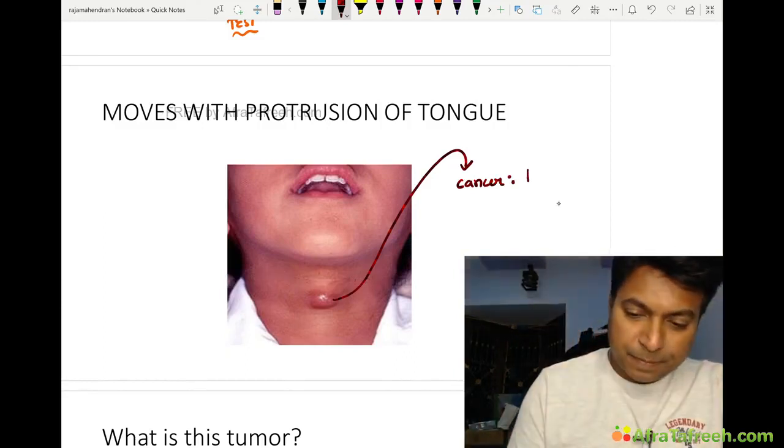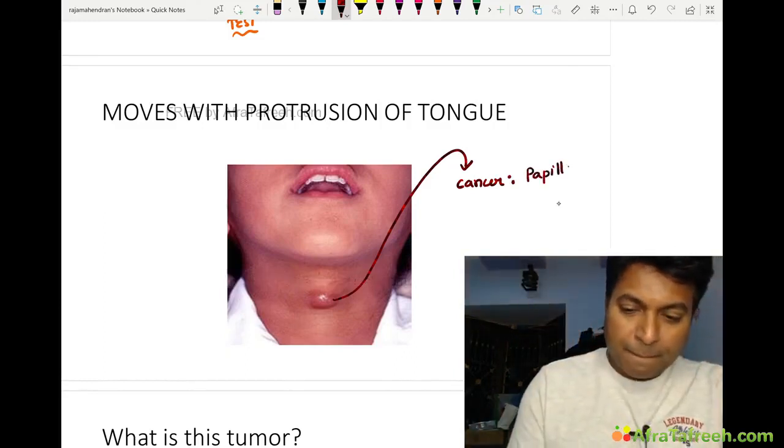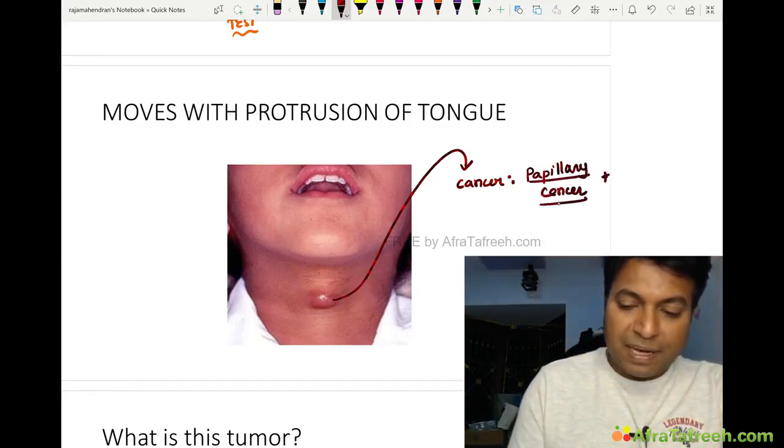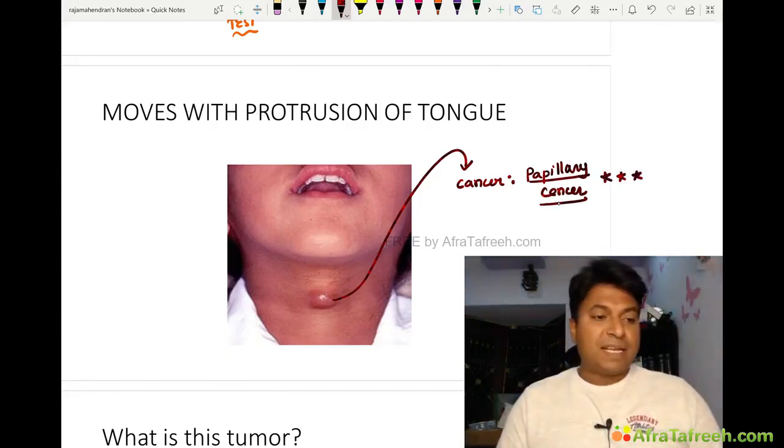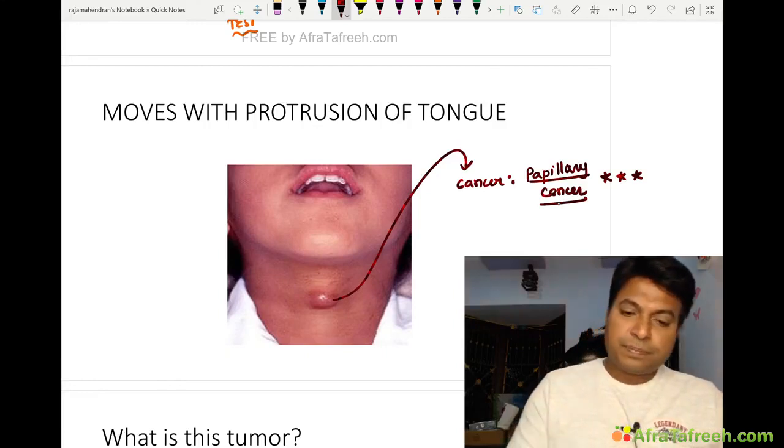Yes? Papillary cancer can arise from this cyst. Please don't forget, papillary cancer can arise from this cyst. Okay, very good Arjun, very good.